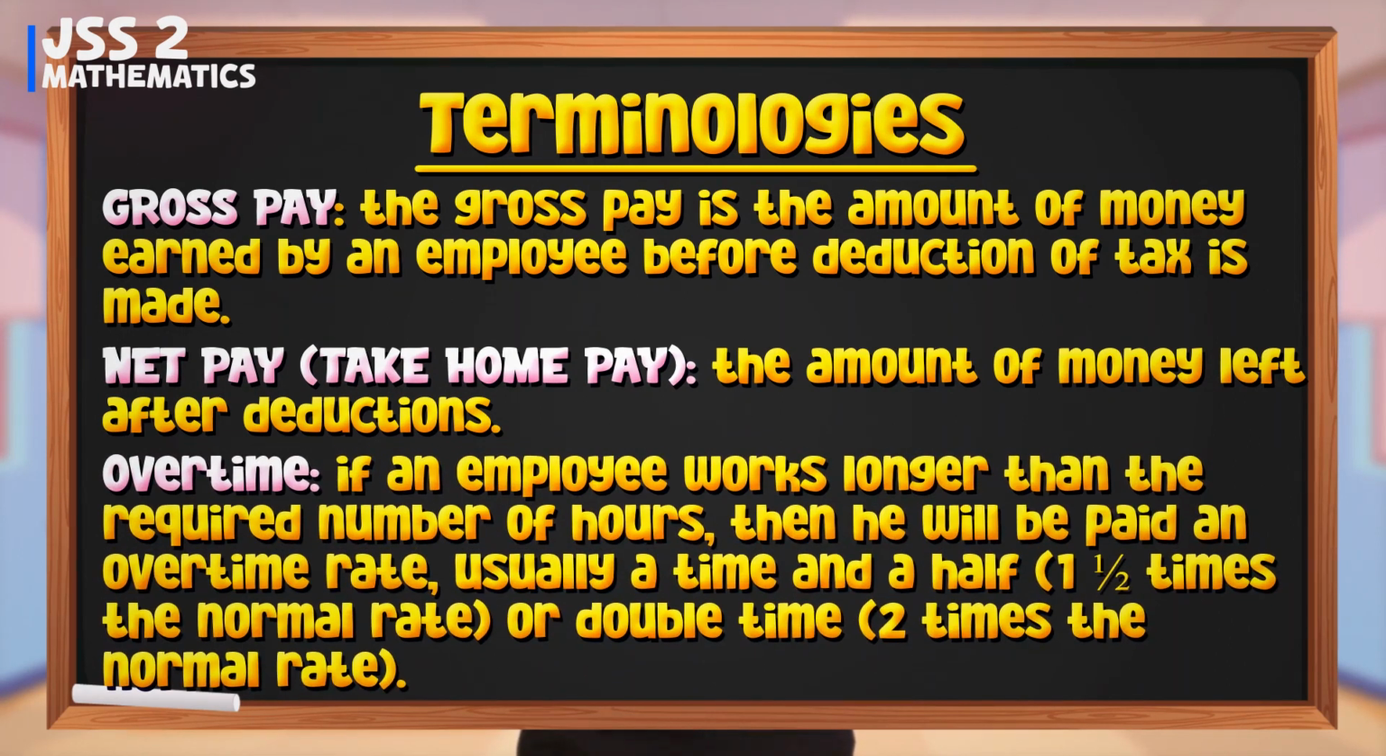What do we mean by overtime? If an employee works longer than the required number of hours, then he will be paid an overtime rate. An overtime is usually a time and a half, that is 1.5 times the normal rate, or double time, that is 2 times the normal rate. Let us now see some examples.